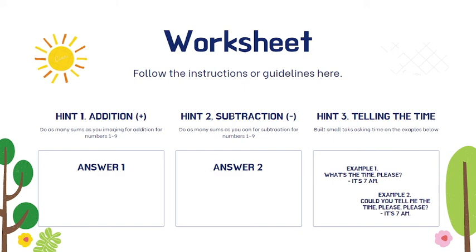Build small talks asking the time on the examples below. Like, for example, what's the time, please? It's 7 a.m. Okay, and another way you can ask about the time, this is example 2. Could you tell me the time, please? Yes, it's 7 a.m.